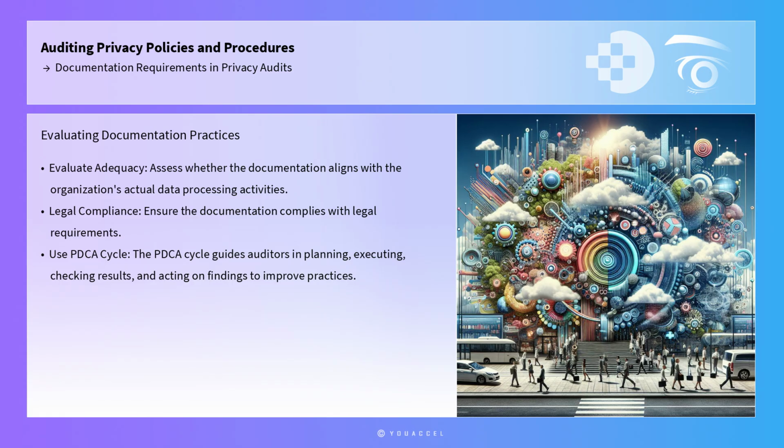Once the documentation is gathered, the next step is to evaluate its adequacy and accuracy. This involves assessing whether the documentation aligns with the organization's actual data processing activities and complies with legal requirements. One practical framework for this evaluation is the Plan, Do, Check, Act cycle. This iterative process guides auditors in planning the audit, executing it, checking the results, and acting on the findings to improve documentation practices. By applying the PDCA cycle, auditors can systematically assess documentation and ensure continuous improvement in privacy practices.